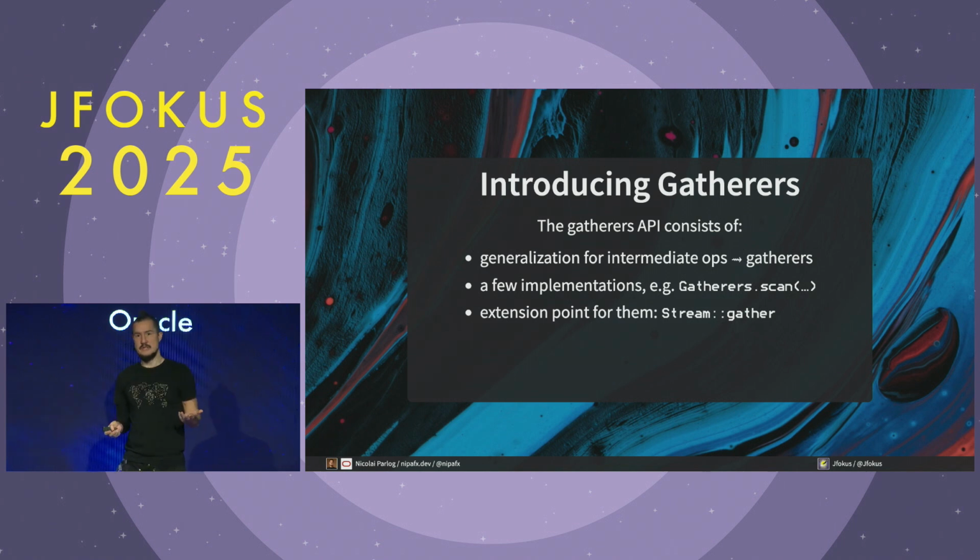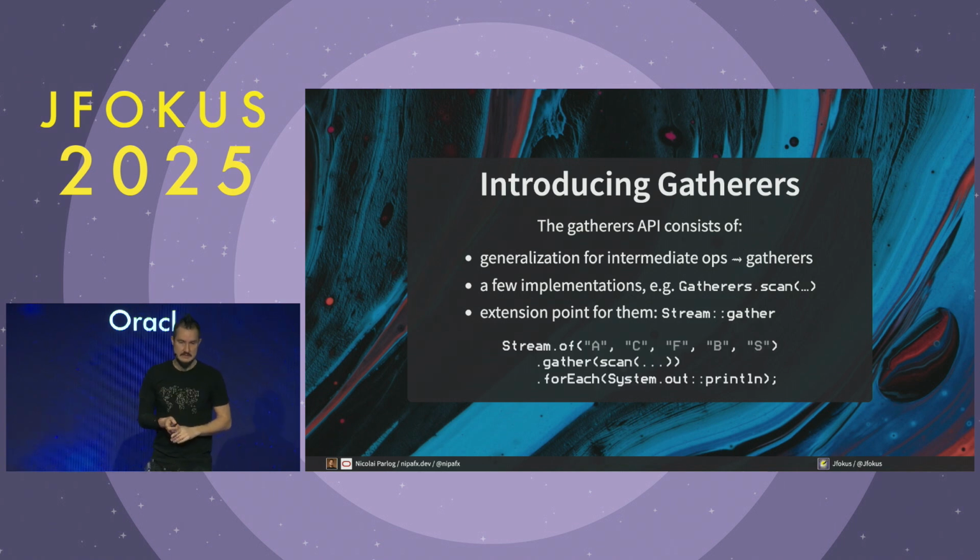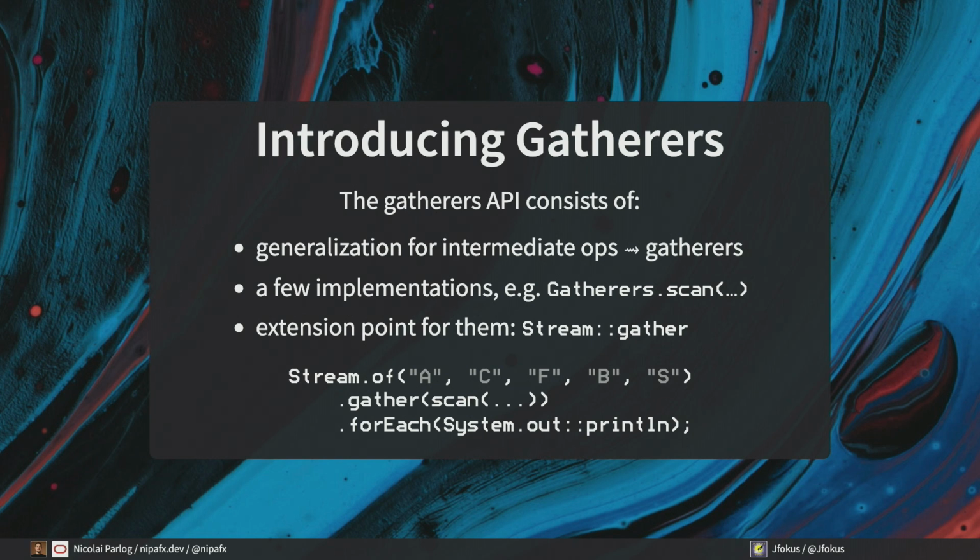Then there are a few implementations that exist. For example, Gatherers.scan is one of them. And then you have an extension point, stream.gather, where you can plug them in, and it will look like this. I have a stream of some elements, and then I call gather, and this is a static import of the Gatherers.scan method. Doesn't really matter what scan exactly does. It's an operation that the original API didn't have. And then this is an intermediate operation, so I keep going, or in this case, I just put a terminal operation there.